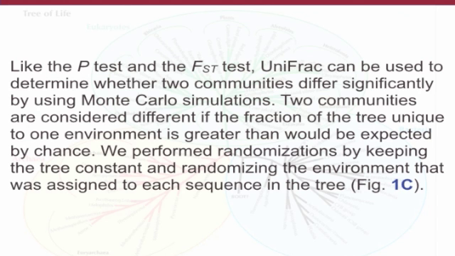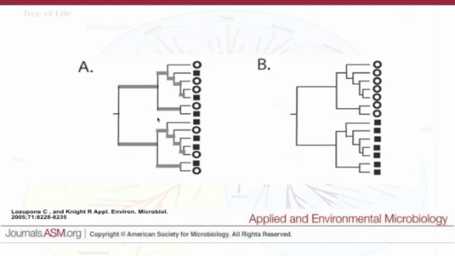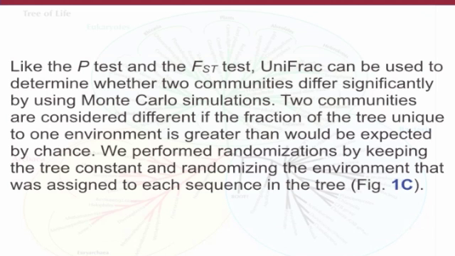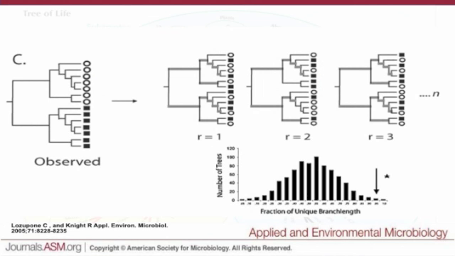And again, they don't show you exactly how to do this, but they talk about how you can take this data and do, quote, randomizations, which they don't completely show you how to do, and some people think they do incorrectly, but let's just pretend like they do it correctly. And they say they randomize the environment that was assigned to each sequence in the tree. And that's what part C is showing you, where R is replicate, I think.